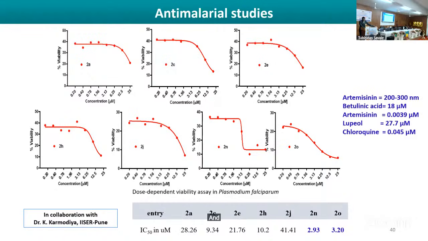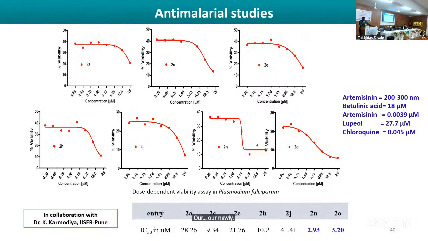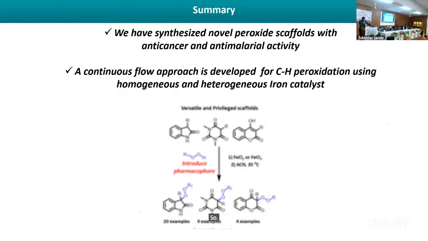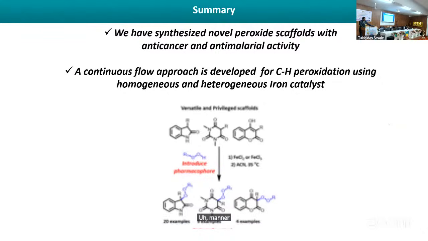And you can see the two entries which show 2.93 micromolar IC50 values for the antimalarial cell, which is Plasmodium vivax. So there are some control drugs which are already available in the market. Our newly synthesized peroxy compound shows somewhat comparable results to that. So in summary, we could establish a flow process for CH peroxidation in a safer and on-demand manner. We could do it in a homogeneous as well as heterogeneous manner.